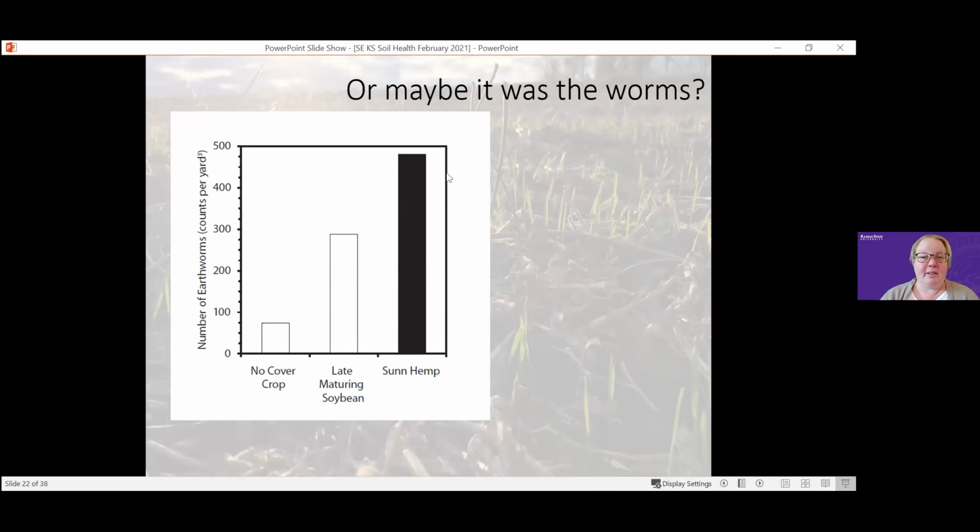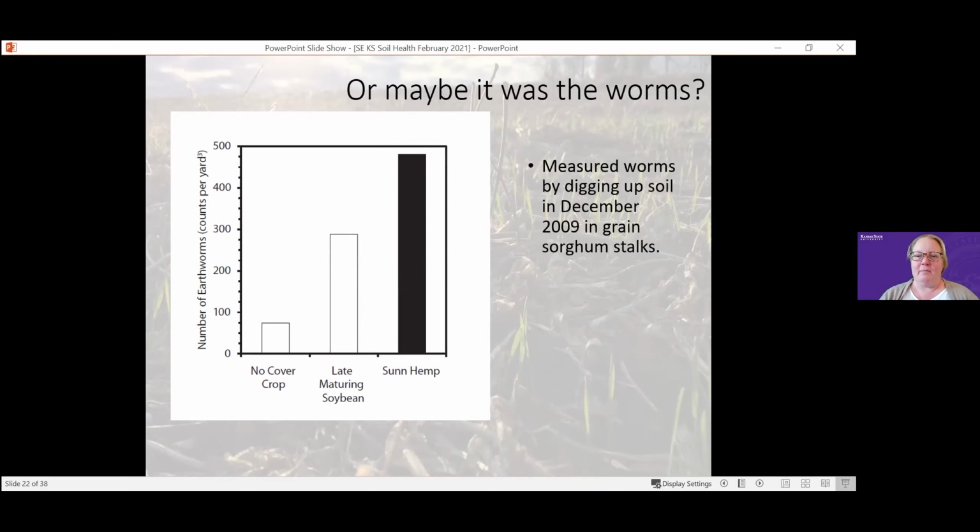And there was also a very big difference in worms. So the units are a little funny here. We converted these and how many you'd have in a yard, a cubic yard of soil. So 3 foot by 3 foot by 3 foot of soil. So where there was no cover crop, less than 100, where there was a soybean cover crop, there was 300, and where there was a sun hemp cover crop, it was pushing 500. So was it the worms causing better infiltration? Was it the organic carbon forming better aggregation, or is it just kind of the combo, all of these things together?